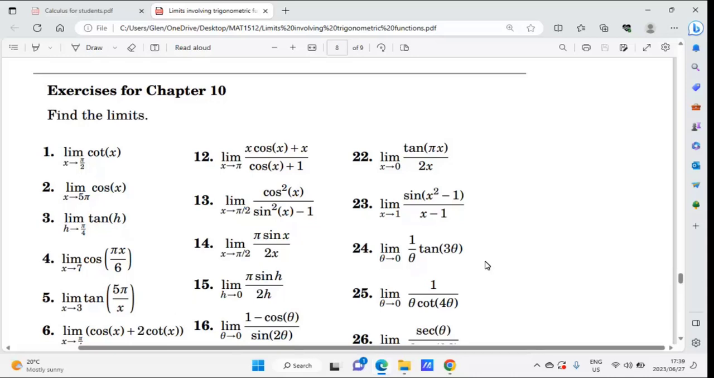If I share my steps, I converted tan pi x into sine pi x over cos pi x, multiplied by 1 over 2x, multiplied by pi x over pi x. When you manipulate everything else, you'll have sine pi x over pi x, that identity for us, which comes out to be 1. Then you will have pi x over 2x, and the x's will cancel out and you'll be left with pi over 2.